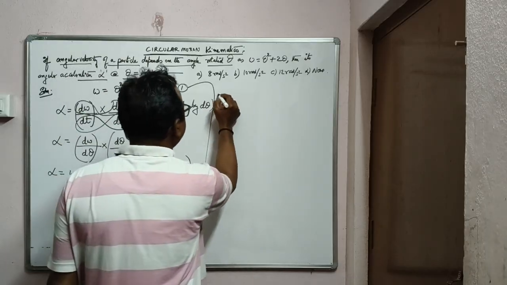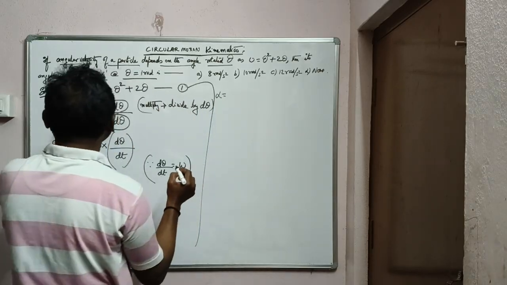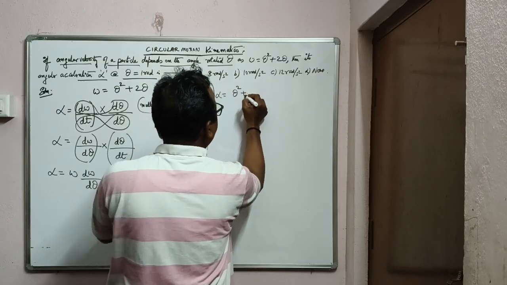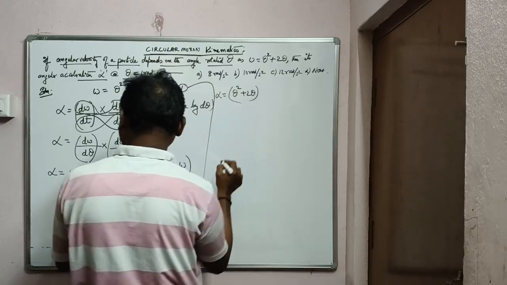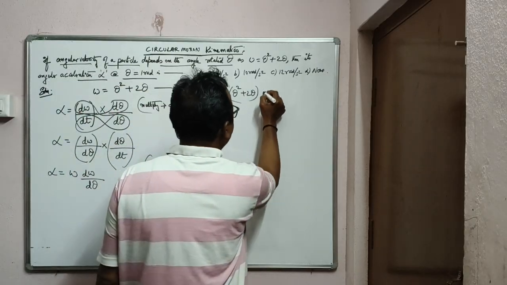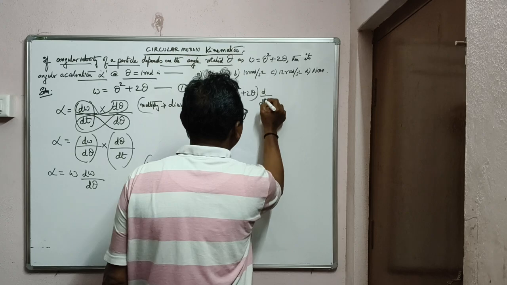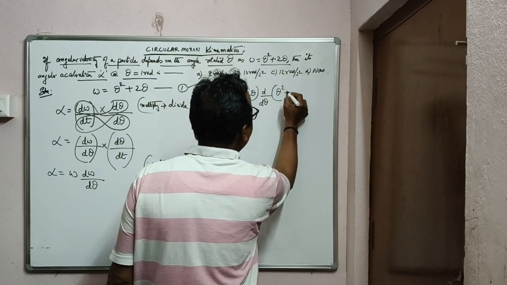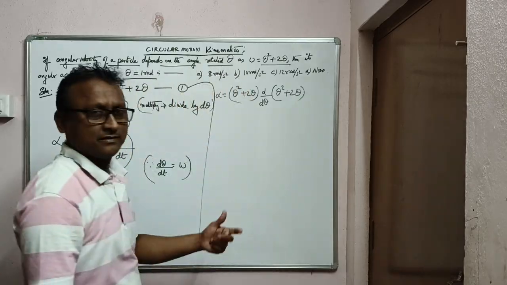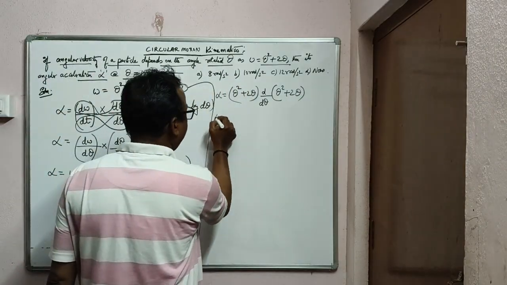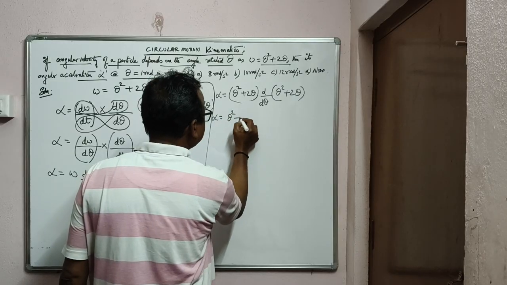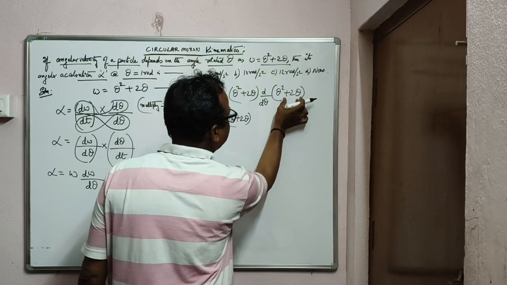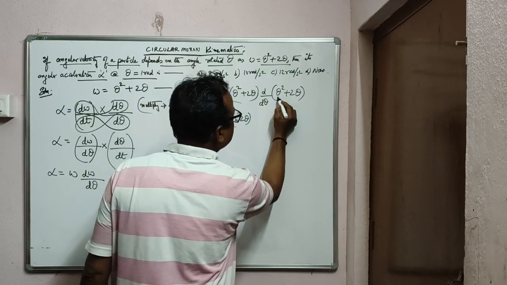Now alpha is equal to omega. Omega already ఇచ్చాడు కదా, ఎంత ఇచ్చాడు? You can see theta square plus 2 theta is omega, into d by d theta of omega. Omega ఎంత ఇచ్చాడు మళ్ళీ? You can write down here theta square plus 2 theta. Clear? So therefore alpha is equal to theta square plus 2 theta into derivative of this function with respect to theta, d by d theta of this function.